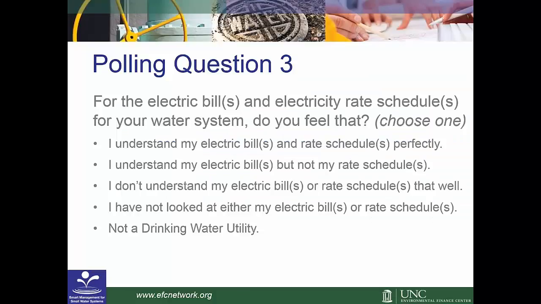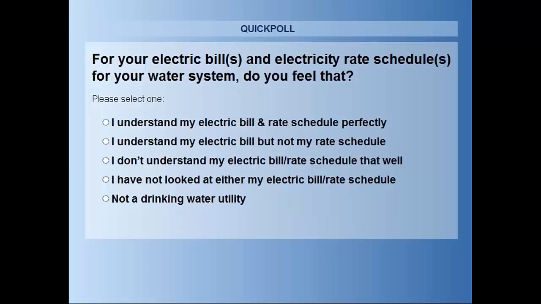We'd like to know, for those of you who are water utilities, when you look at your electric bills or look at the electric rate schedule that your utility has you on for your water system, do you feel that you understand it perfectly from start to finish, in which case you can help me teach the webinar? Or do you understand the electric bill but maybe not everything about the different rate schedules offered by your electric utility? Kind of foggy about both of them, never really looked at either of them, or you're not a drinking water utility.